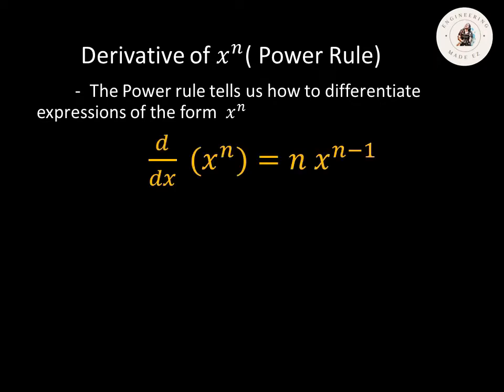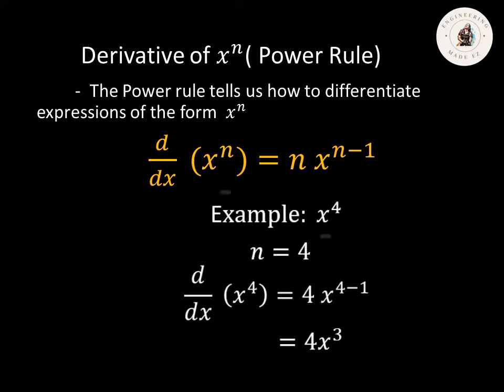If there's a function in which there's an exponent, like for example, we have x to the power of n, to differentiate that one, we're going to use the formula n times x raised to the power of n minus 1. Example, if we have a function which is x to the power of 4, here in our example, our n is equivalent to 4.